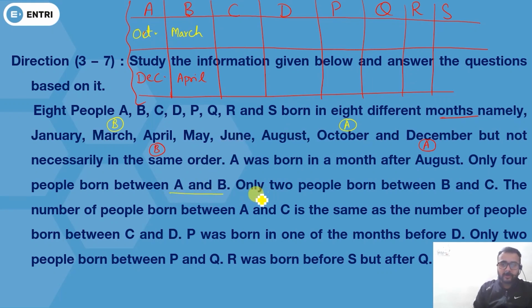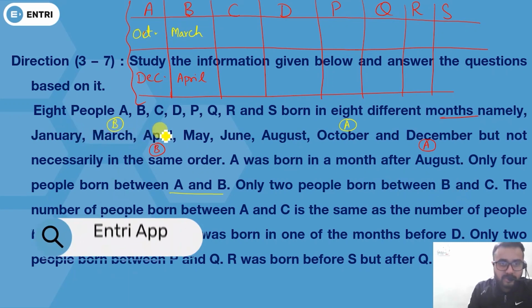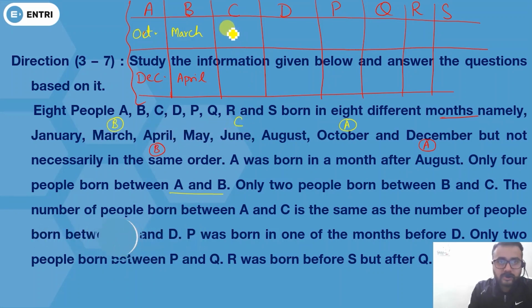Now move to the next one. Only 2 people born between B and C. Now see, B is here, so where will C be? 1, 2, C will be here. So according to this yellow, C will be in June.